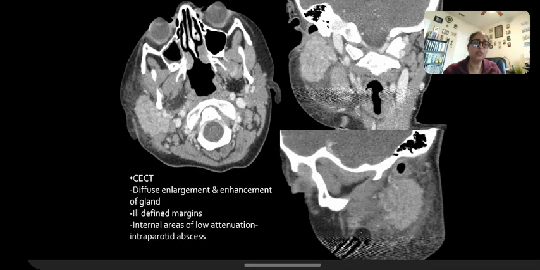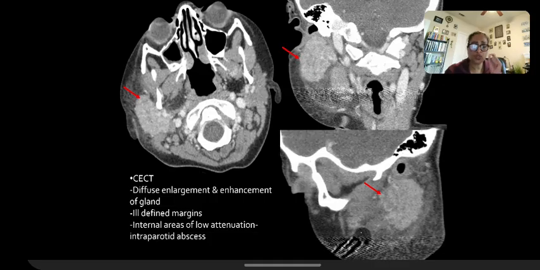So here's an example, a patient with right-sided parotiditis. You can see the parotid gland is enlarged and asymmetrically enhancing. A lot of cellulitic changes in the adjacent soft tissues. You can see stranding of the subcutaneous fat, thickening of the overlying skin, and a lot of lymph nodes around the periphery of that lesion. So this is basically acute parotiditis. And again, you can see the ill-defined margins.